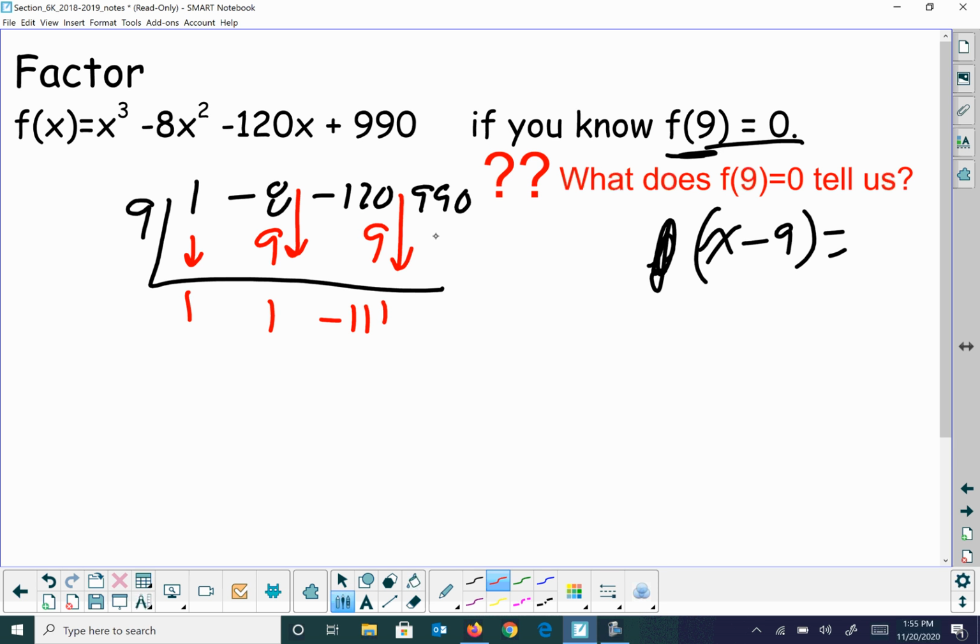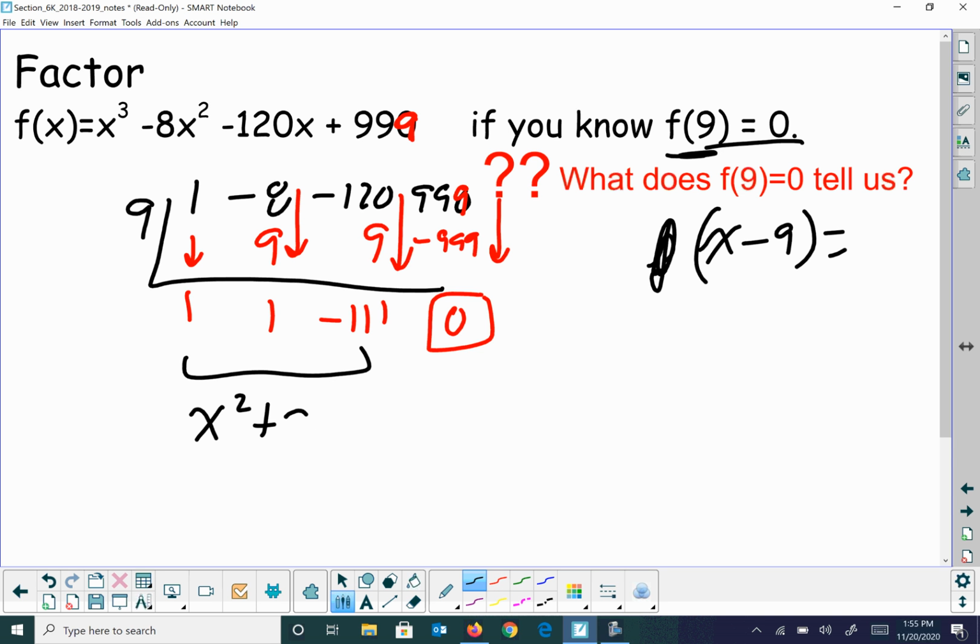And multiply that. So that's, hang on, I just messed up on my math. Negative 111 times 9, I think we want this to be 999. So that gives me negative 999. And then we add those and we get 0. So then we know that if I plug the x's back into here, I get x squared plus x minus 111 equals 0.